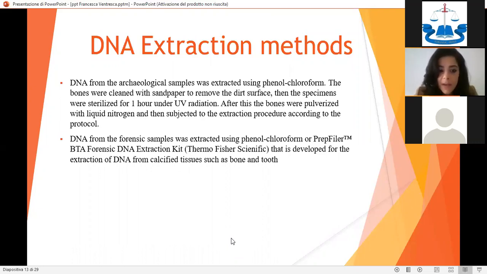The first step of my research was the DNA extraction methods. DNA from the archaeological samples was extracted using phenol chloroform. The bones were cleaned with sandpaper to remove the surface dirt, then the specimens were sterilized for 1 hour under UV radiation. After this, the bones were pulverized with liquid nitrogen and then subjected to the extraction procedure according to the protocol. DNA from the forensic samples was extracted using phenol chloroform or the PrepFiler BTA forensic DNA extraction kit, which is developed for the extraction of DNA from calcified tissue such as bone and tooth. So the methods that were used are just two: one was the manual extraction, that is the phenol chloroform, and the other was the automated method with the kit.